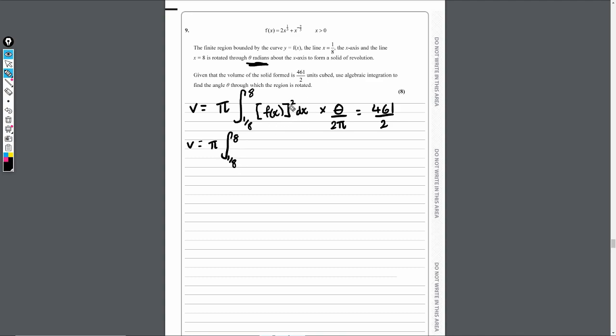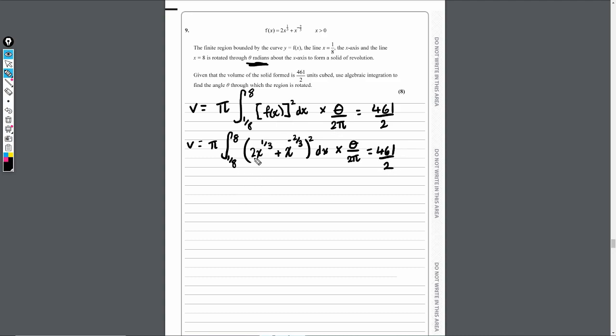So now, instead of f of x, I'm going to write out my actual f of x. So that's going to be 2x to the third plus x to the minus 2 over 3. This is all going to be squared with respect to x. And then again, times it by theta over 2 pi is equal to 461 over 2.